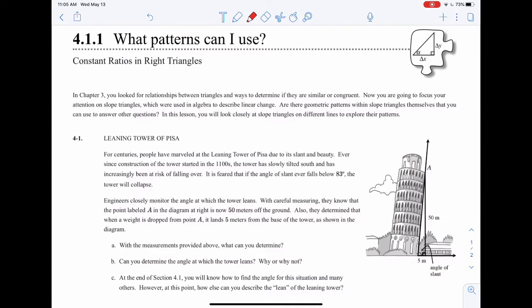Problem 4-1 involves a situation with the Leaning Tower of Pisa. But before we get into that problem, let's watch a quick video on this tower.